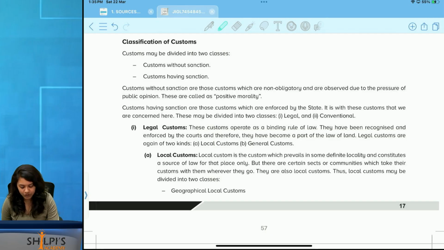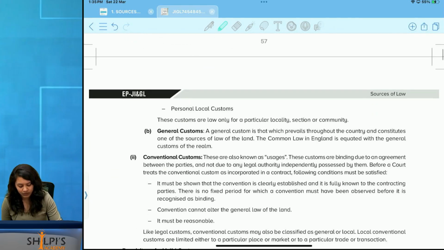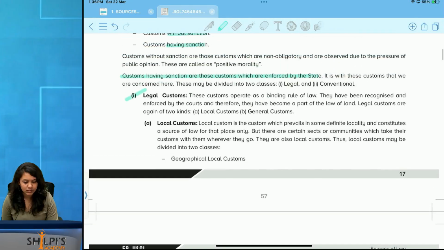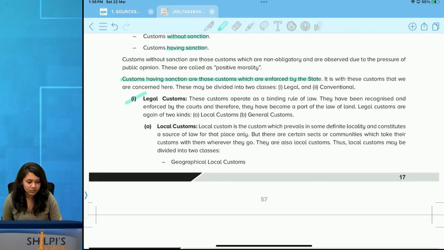The first classification is customs without sanction and with sanction. The customs which are having sanction are essentially those customs which are enforced by the state, and it is these customs which are further divided into legal customs and conventional customs. So let's try to understand what legal customs are. Legal customs, as the word says, are those customs which have the legally binding rule of law. They are normally enforced by the courts of law and have become part of the law of the land.